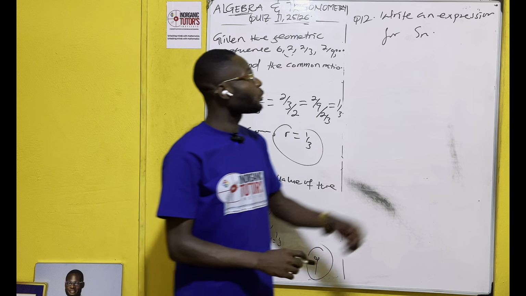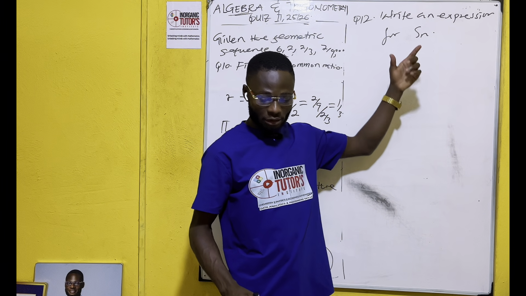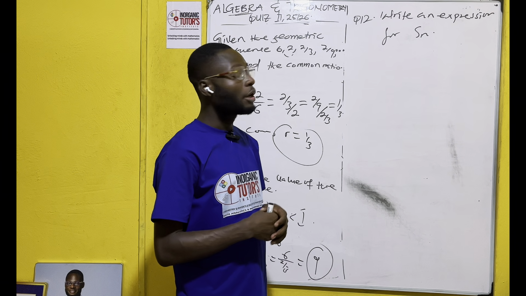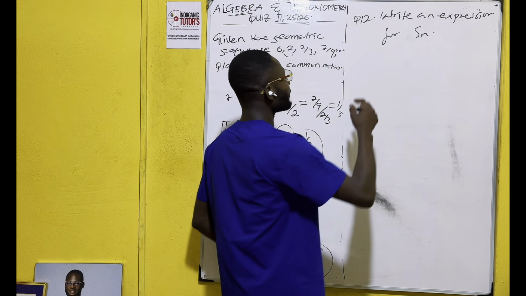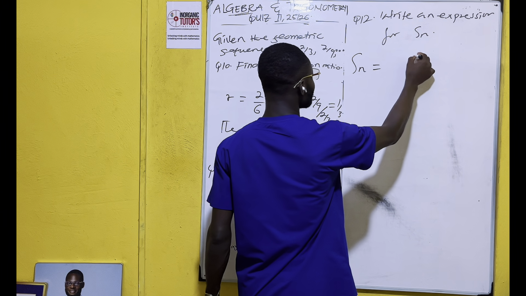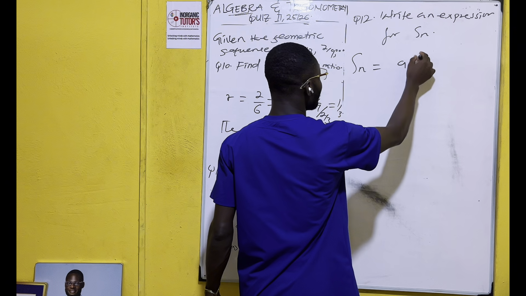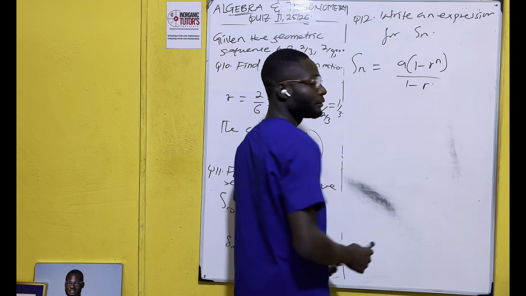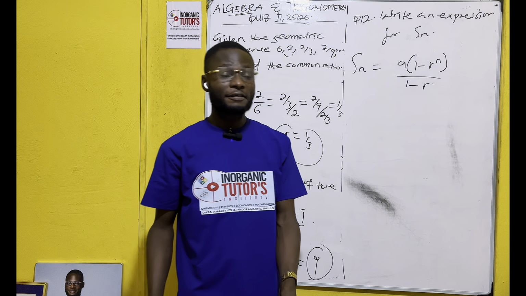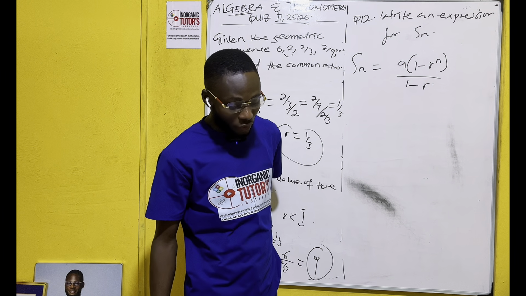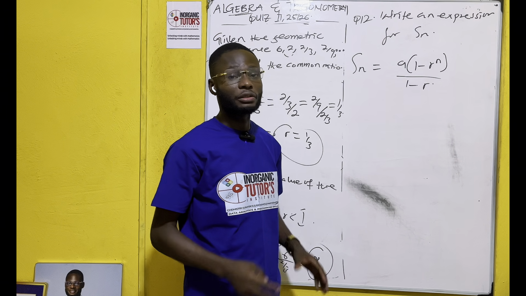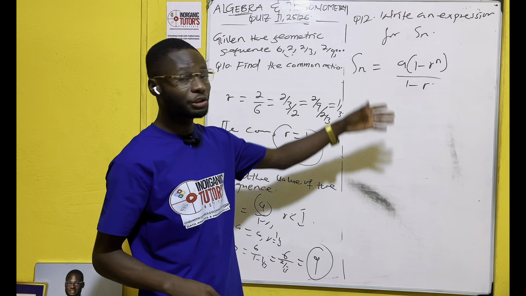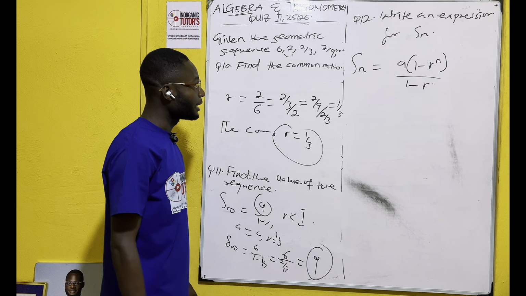Now, we want to write an expression for Sn. The formula for Sn is equal to A times 1 minus R to the power n, divided by 1 minus R. That is the expression for Sn. Once we know this, there is nothing that is going to be difficult anymore. We just have to substitute the values that we obtained, and then we are good to go.